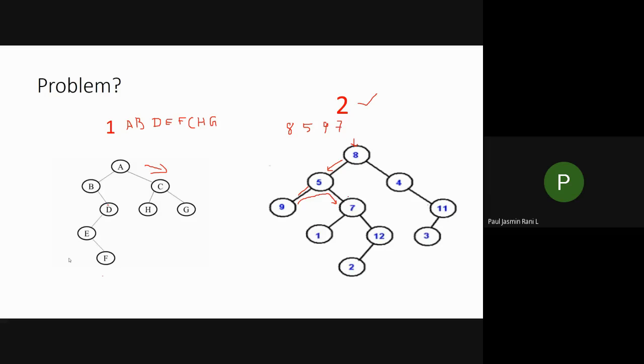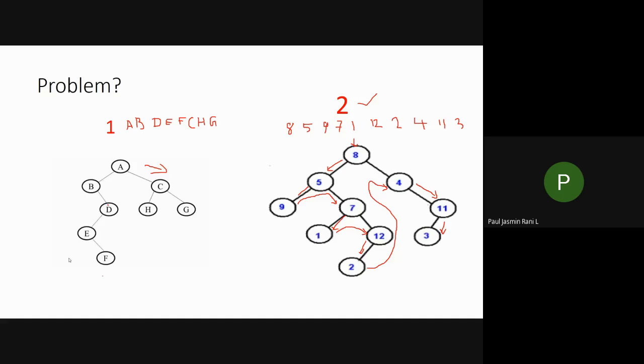Okay, so from 7, I have to move to here 1. So I'll be printing 1. Then from 1, I have to move to this right subtree, that is 12. Then after this 12, I have to print this 2, isn't it? Then after completing this 2, I have to move to the right side of this parent node, that is 4. Next, after printing this 4, you have to print the parent node, that is 11. Next, after this 11, you have to print this left subtree, that is 3.